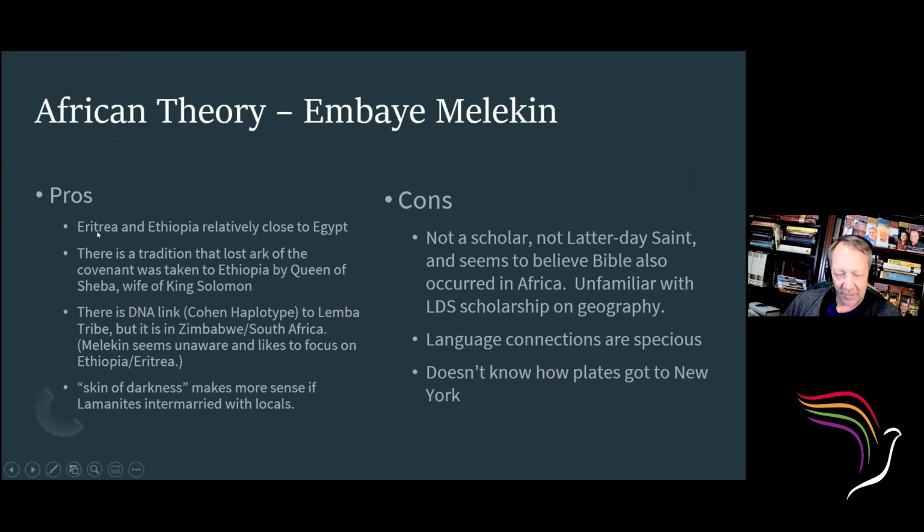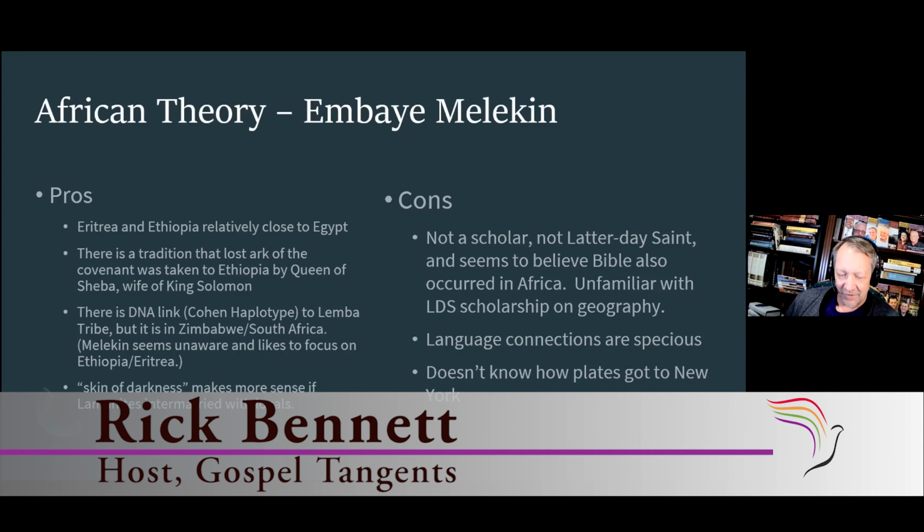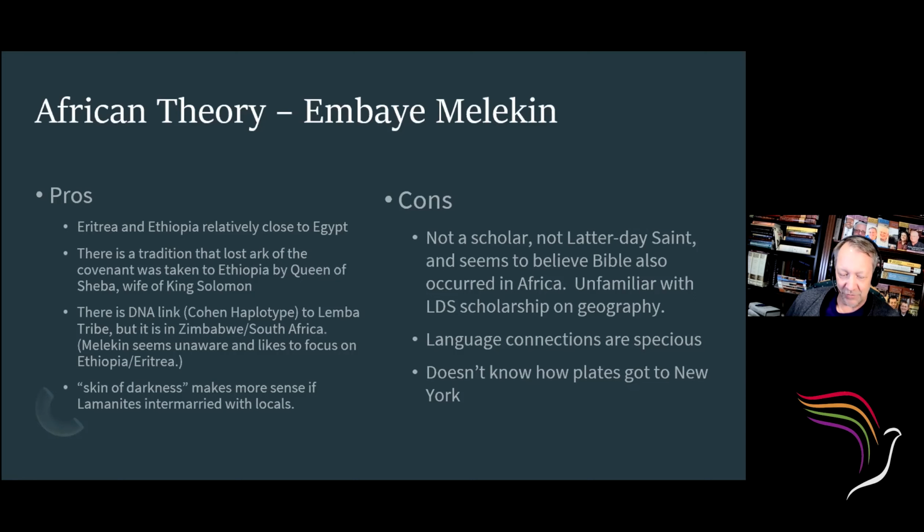Pros: Eritrea and Ethiopia are relatively close to Egypt and Israel, for that matter, and Yemen. So it would have been a lot easier trip. I will say, now this isn't part of his theory, but there is a tradition that the lost Ark of the Covenant was taken by the Queen of Sheba to Ethiopia, and she was, of course, wife of King Solomon. Of course, we've lost the Ark of the Covenant, but there's a tradition that goes back centuries, I believe, that the Ark is located in Ethiopia, and of course, they won't let anybody look at it. So that kind of is a little bit of a pro.